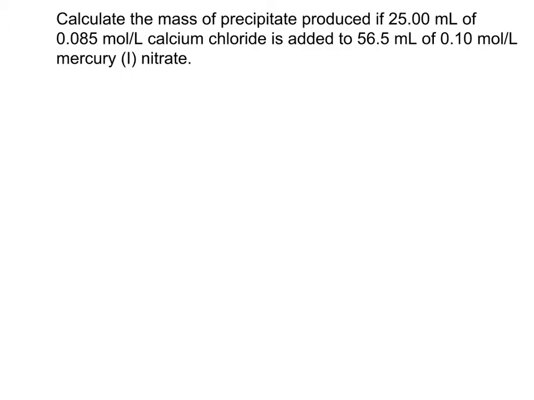In this example, we're asked to calculate the mass of the precipitate if 25 mL of calcium chloride solution at this concentration is added to 56.5 mL of mercury(I) nitrate at its concentration. We need to recognize here we are given information for both reactants. This means we need to find the limiting reactant.